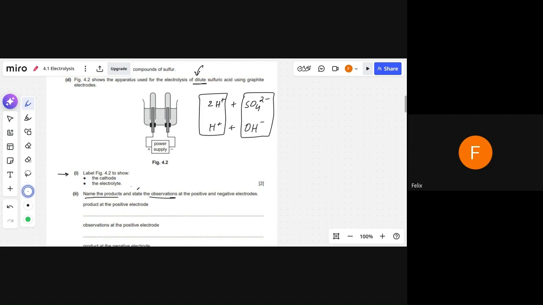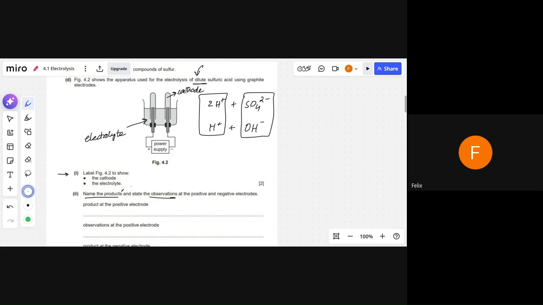So this one, positive is anode. Label figure 4.2 to show the cathode. The cathode is this one, the negative one. So this one is the cathode, right? So you just write it like this. And the electrolyte that we are using is the solution in the beaker, in the container. So that's the electrolyte.